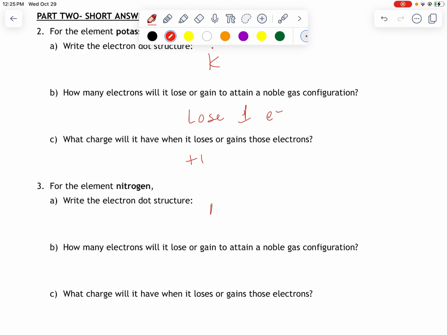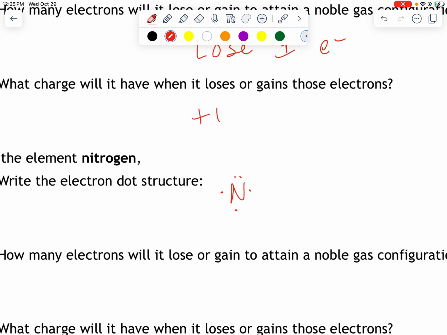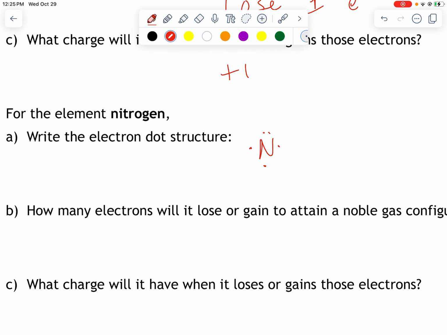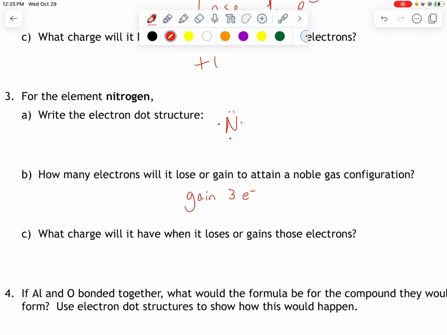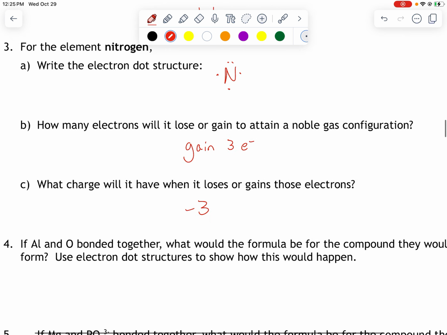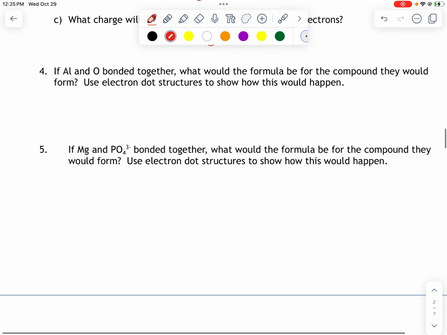The element nitrogen, you're going to have 5 valence electrons. So the dot structure looks like this. How many electrons will it gain or lose? Well, if it has 5, it's going to want to gain 3 electrons to get to 8. It's the shorter path than losing all 5. And then the charge that it forms when it gains those electrons is -3. Okay, 4 and 5 were tough ones.